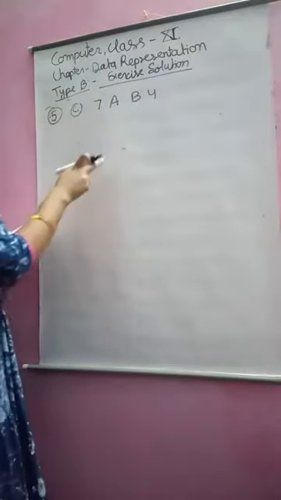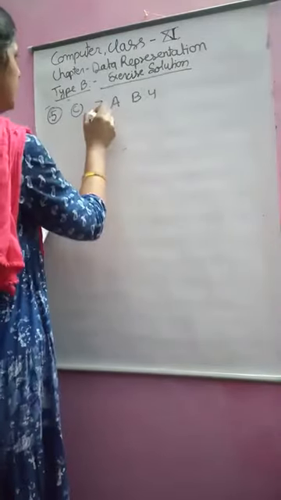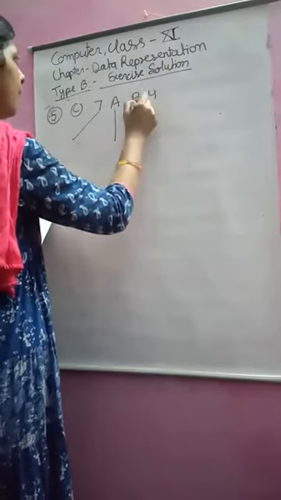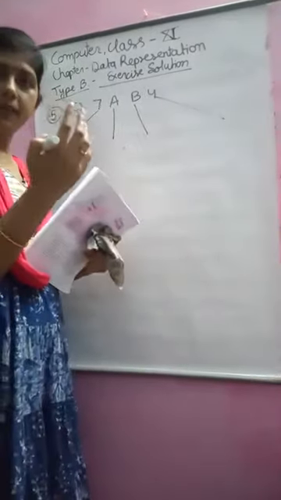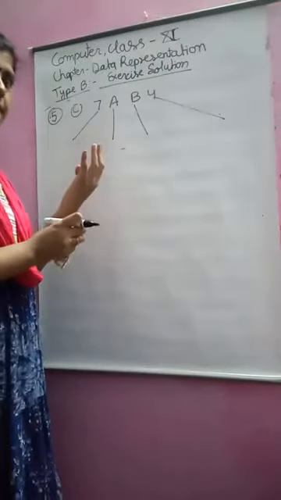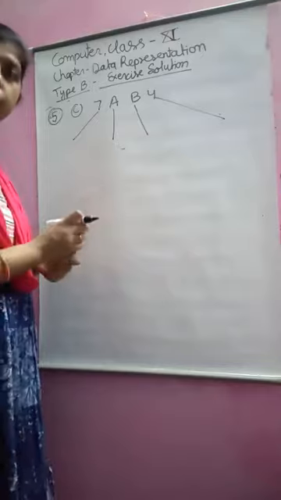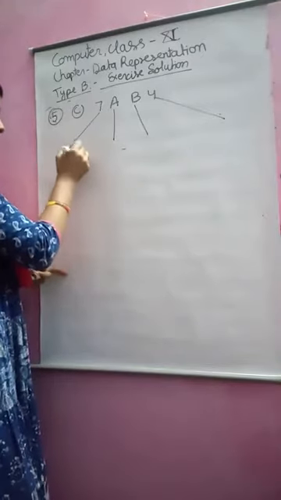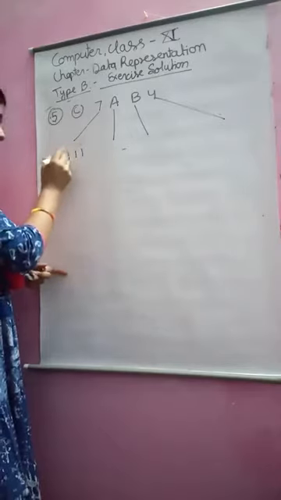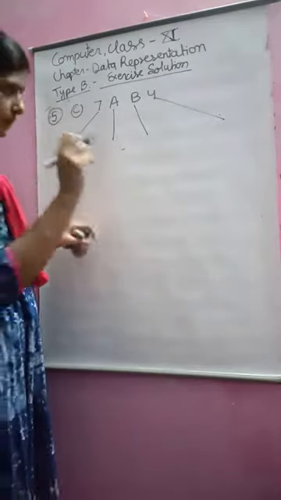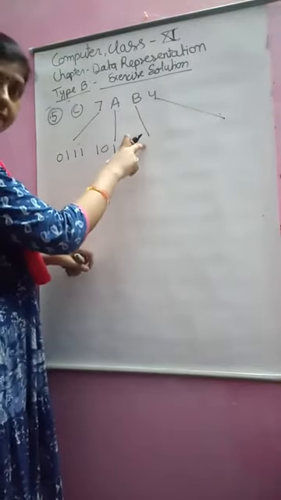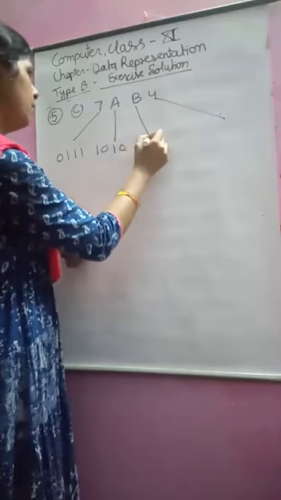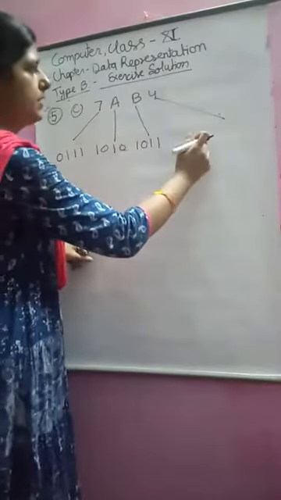7AB4 इस हेक्साडेसिमल नंबर को बाइनरी में कन्वर्ट करना है. तो कन्वर्ट each digit to its 4-bit equivalent binary number. 7 means 4-bit equivalent binary number में convert करना है. Not only the binary, it is 4-bit equivalent binary. मतलब अगर आपके नंबर में 4 बिट नहीं हो रहे हैं तो लेफ्ट हैंड साइड 0 से बढ़ा दीजिए. जैसे 7, it's 111. 4-bit equivalent means 0111. A means 10. 10 means 1010. B means 11. 11 means 1011. And 4 means 0100.